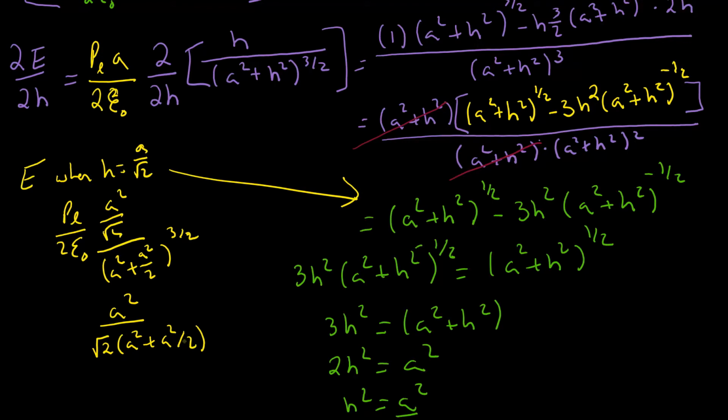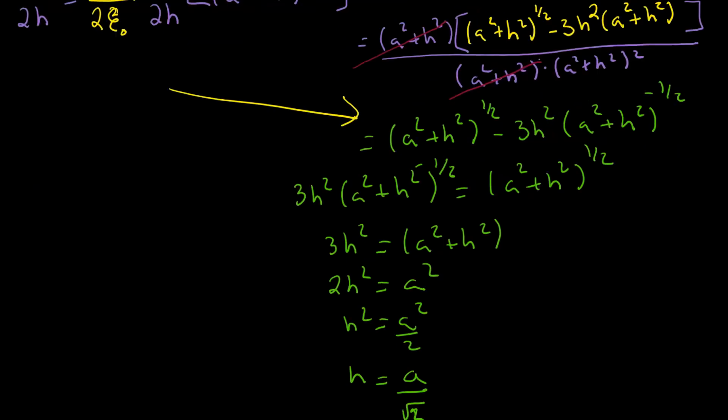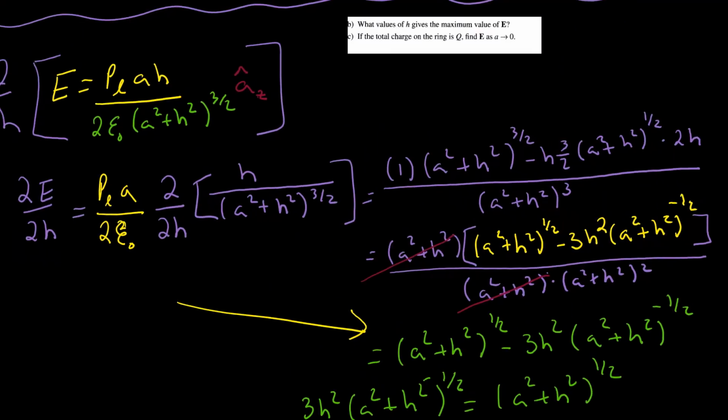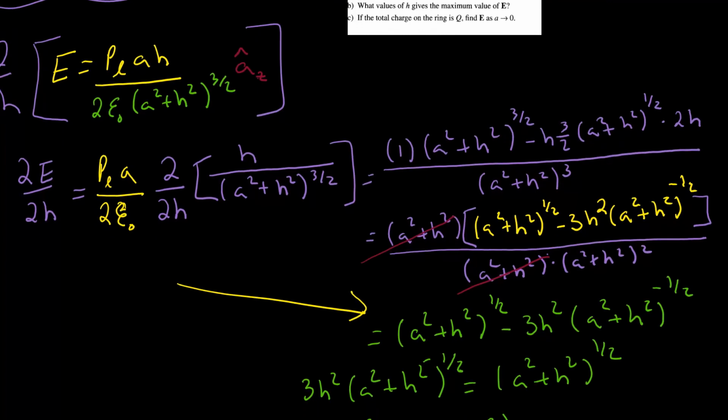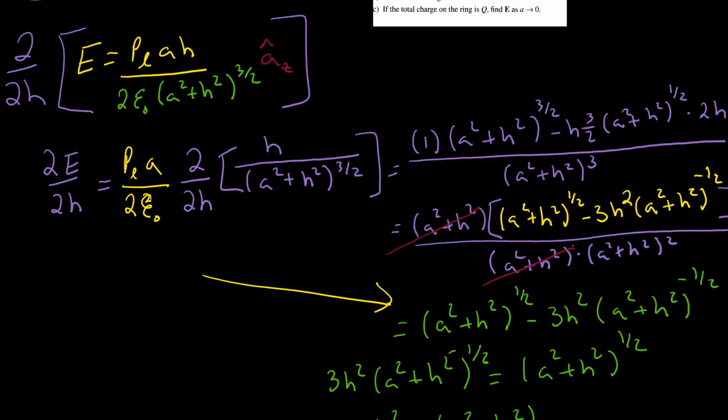I don't know. I don't even know why it would matter. Anyway, that's my question for you. Why does it matter? If the total charge on the ring is Q, find E as a is approaching 0.